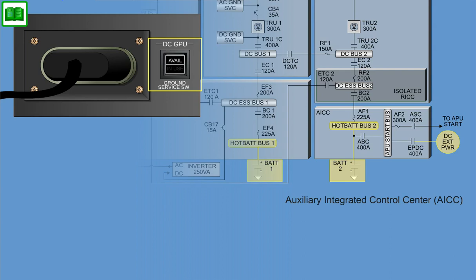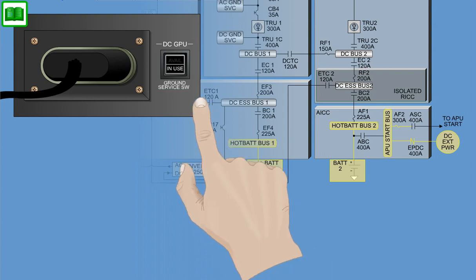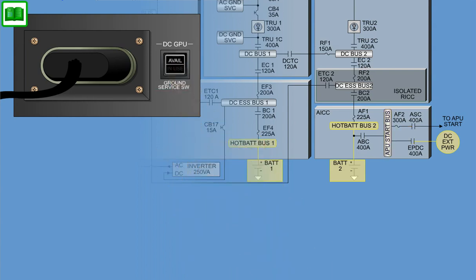When the external DC power source is plugged in, power quality is acceptable, and the DC external power switch is closed, the external power DC contactor will close. With the EPDC closed, the DC external power in use lamp, located on the DC external power panel, will illuminate via aircraft wiring, and the avail lamp will be off. With the DC external power switch in the off position, the EPDC will open.